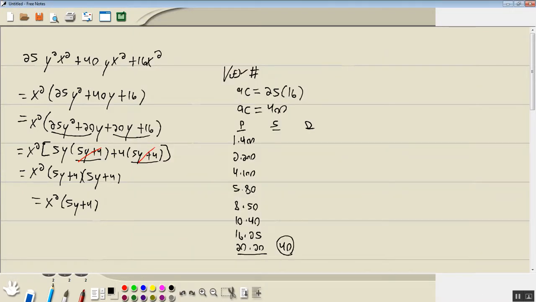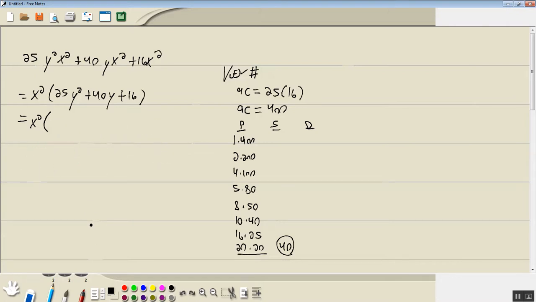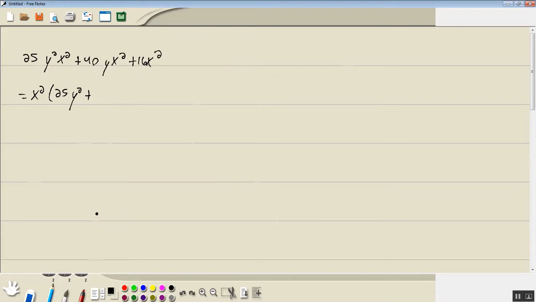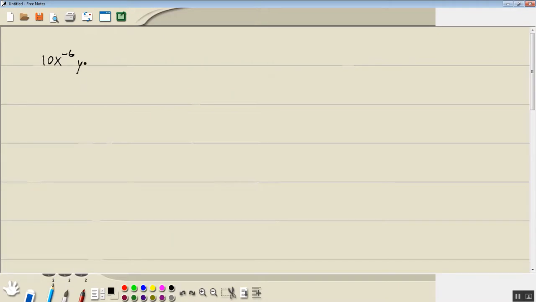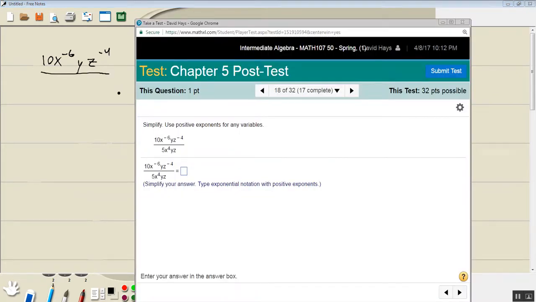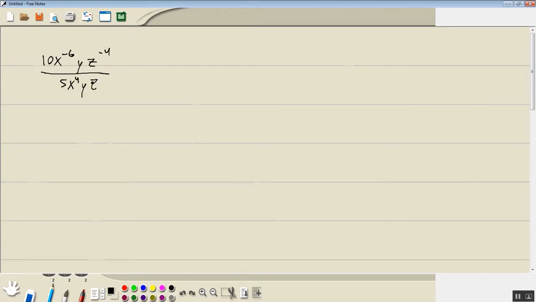Let's take a look at this one. So we've got 10x to the negative 6, y, z to the negative 4, over 5x to the 4th, yz. Okay, let's see if I wrote it down correctly. And I want to simplify it. Well, right away we notice we've got negative exponents. We don't like negative exponents. So I take this z to the negative 4 down below, and I'll take this x to the negative 6 down below.